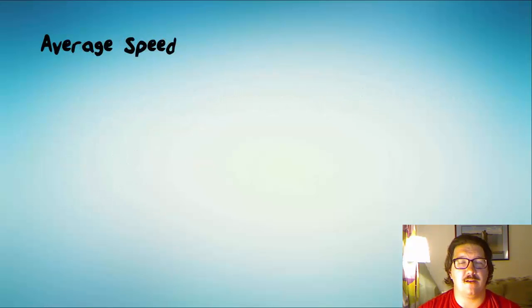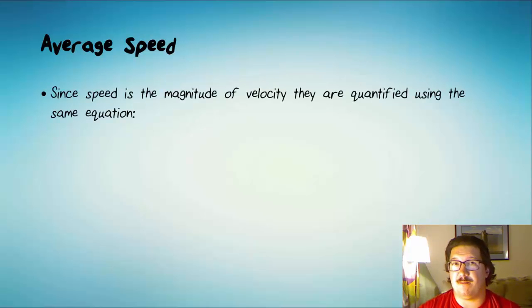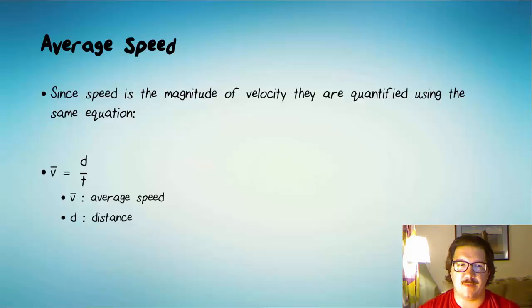Let's address average speed briefly. We've seen that speed and velocity are very closely related, and since speed is just the magnitude of the velocity, they're quantified using the same equation. However, if we're talking about average speed rather than average velocity, then v bar stands for average speed, d stands for distance, not displacement, and t still stands for time.